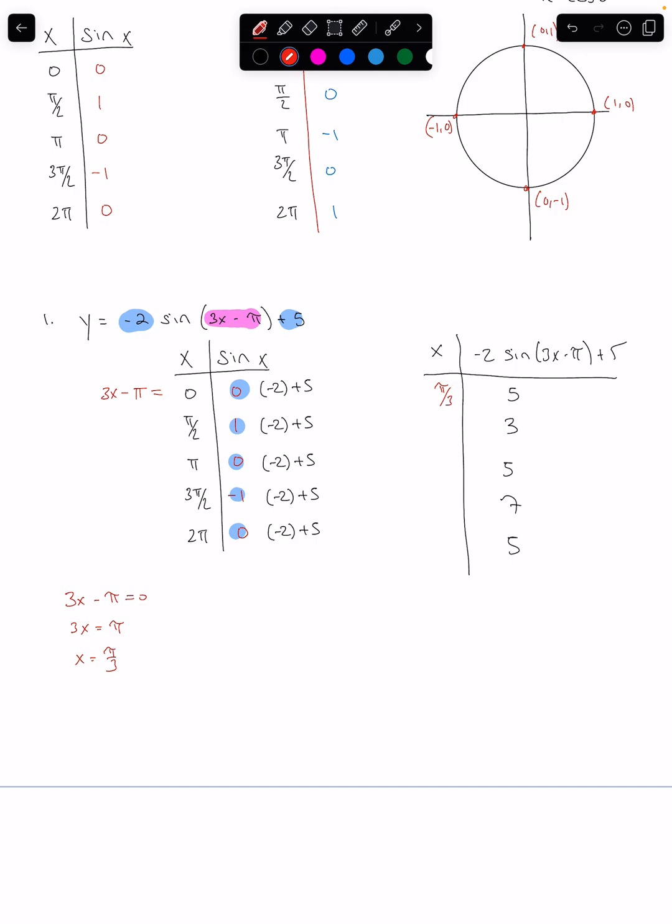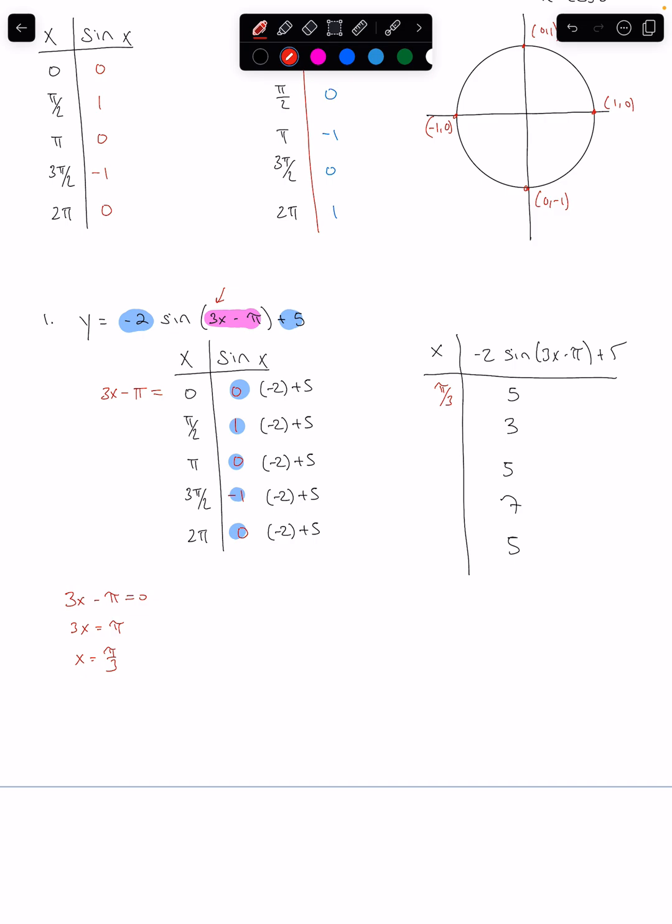That's going to take into account my horizontal shift and my compression of 1/3. So this takes care of all your horizontal translation, right to left, and it takes care of your horizontal stretch or shrink without even doing anything, just taking it and setting it equal to 0.